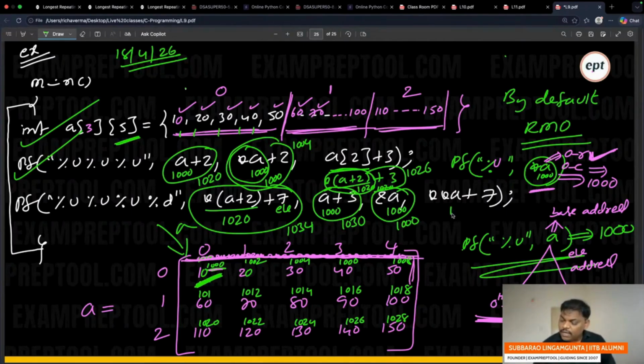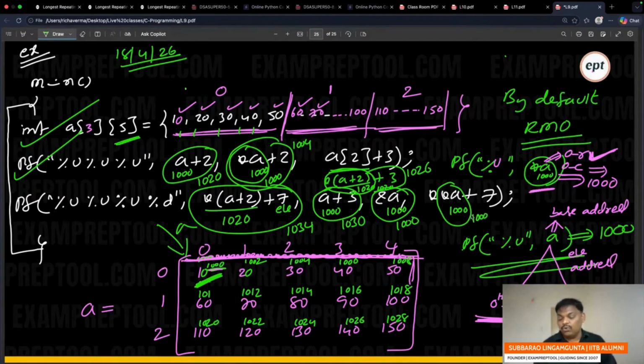Right, next one. A is 1000. A already means address. You are saying address of that, again address, same thing will come. Next one, A is 1000. Star plus star, star is the winner. Star 1000 also 1000, because it is a 2D array.